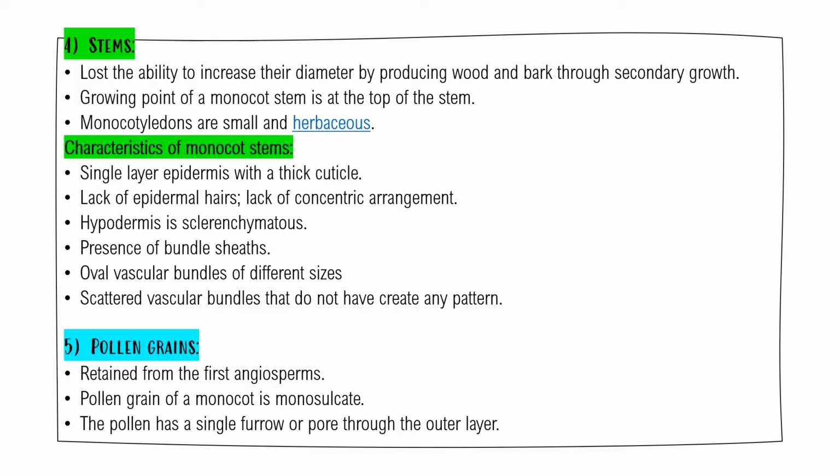And the last one is pollen grains. Monocots have a pollen structure that is retained from the first angiosperm. The pollen grain of a monocot is monosulcate, meaning that the pollen has a single furrow or pore through the outer layer.